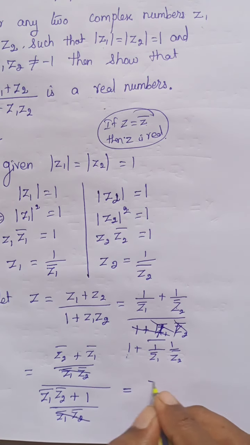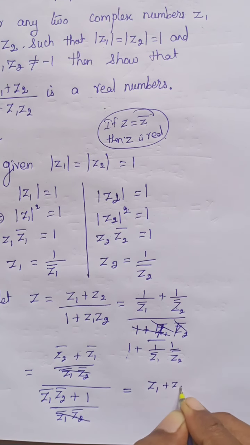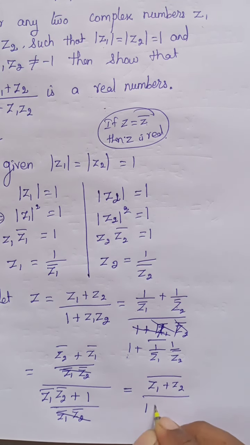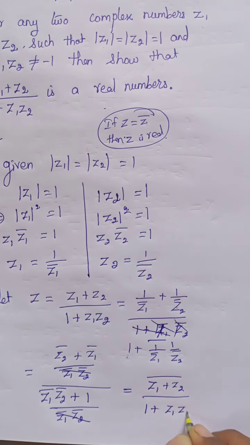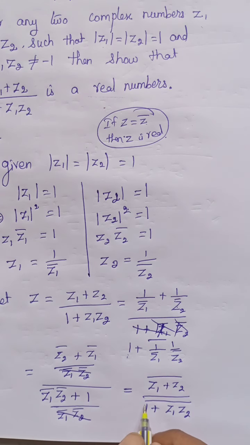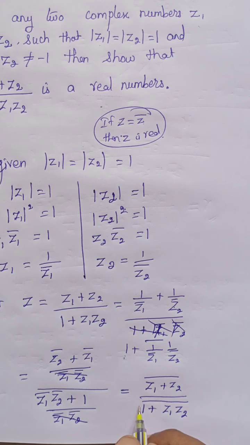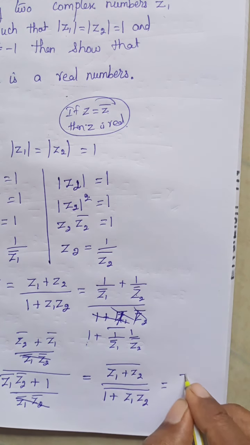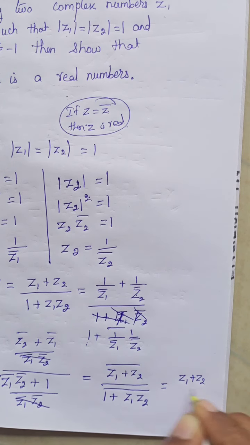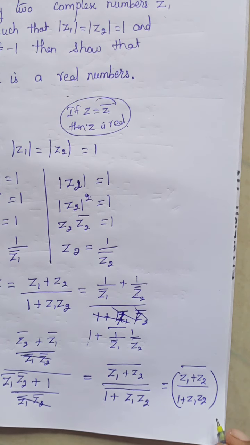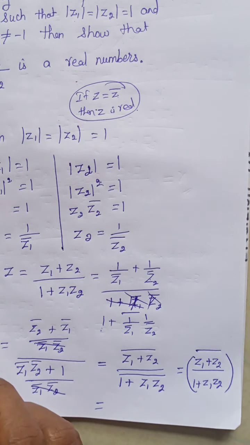See the numerator, I can write it as z1 plus z2 the whole bar. And the denominator also, 1 plus z1 into z2 the whole bar. Because the conjugate of a real number is the same. In order to prove, I have taken it. See here, now this is z1 plus z2 by 1 plus z1 into z2 the whole bar. Actually, what is that? That is only z.